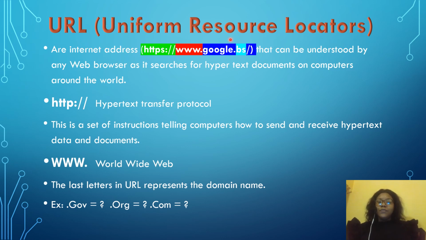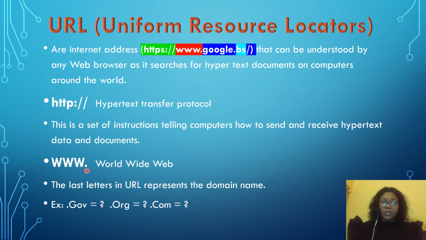URL, Uniform Resource Locators, are internet addresses that can be understood by any web browser as it searches for hypertext documents on computers around the world. The HTTP:// is referred to as the Hypertext Transfer Protocol. This is the set of instructions telling computers how to send and receive hypertext data and documents.